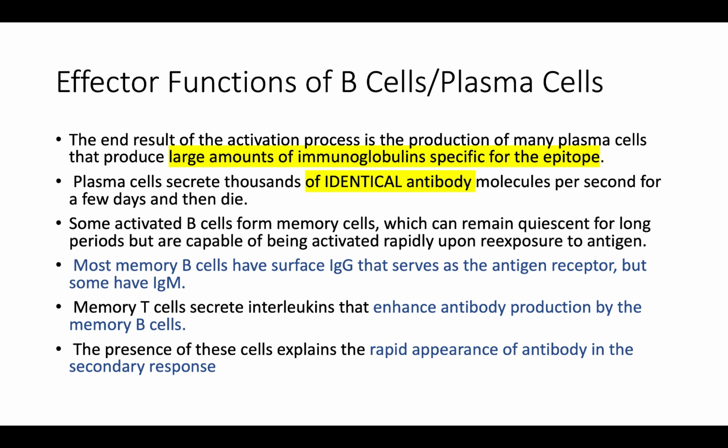Most memory B cells have surface immunoglobulin that serves as this receptor. Some have IgM. Okay. So memory T cells secrete interleukins that enhance antibody production by the memory B cells. Okay, and we will stop here.